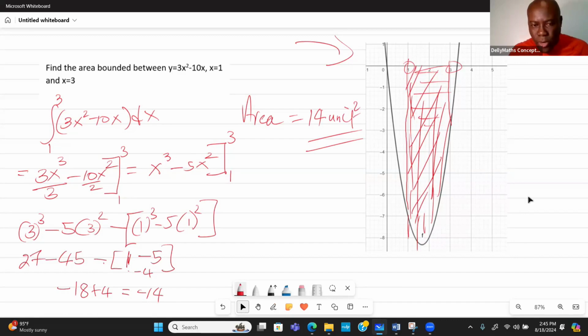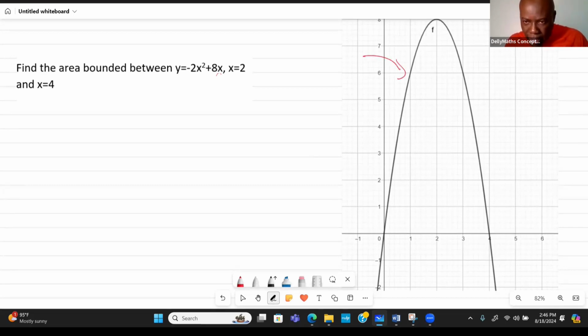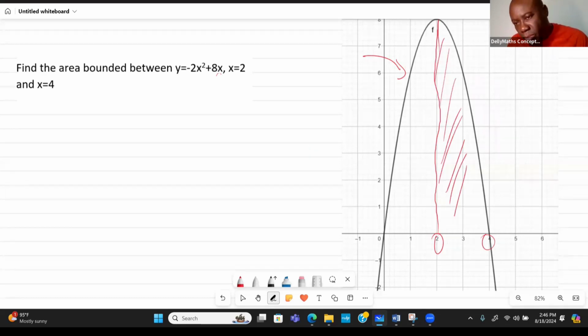Let us take a look at question 2. Find the area bounded between y is equal to negative 2x squared plus 8x and x equal 2 and x equal 4. So basically, this is the curve that we're dealing with. The interval that we're dealing with, though, is 2 and 4 here. So we want to find the area here all the way up. We want to find this area here. This is what we really want to find.